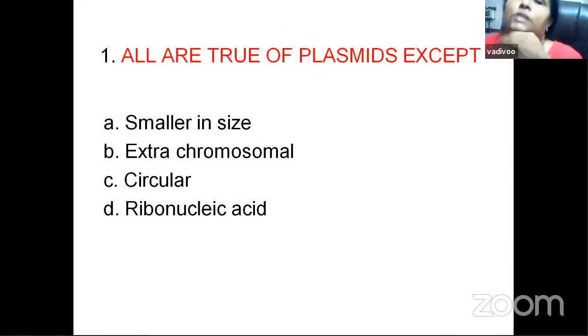So this is the question. All are true of plasmids except: choice A, smaller in size; they are extra chromosomal; they are circular; and they are ribonucleic acid. As you all know, the correct choice is ribonucleic acid. All the other choices are correct. It is an extra chromosomal DNA, not a ribonucleic acid.